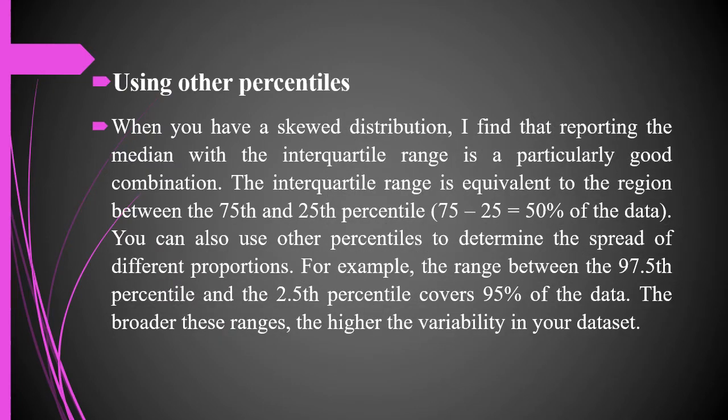Using other percentiles. When you have a skewed distribution, I find that reporting the median with the interquartile range is a particularly good combination. The interquartile range is equivalent to the region between the 75th and 25th percentiles. You can also use other percentiles to determine the spread of different proportions. For example, the range between the 97.5th percentile and the 2.5th percentile covers 95% of the data. The broader this range, the higher the variability in your dataset.